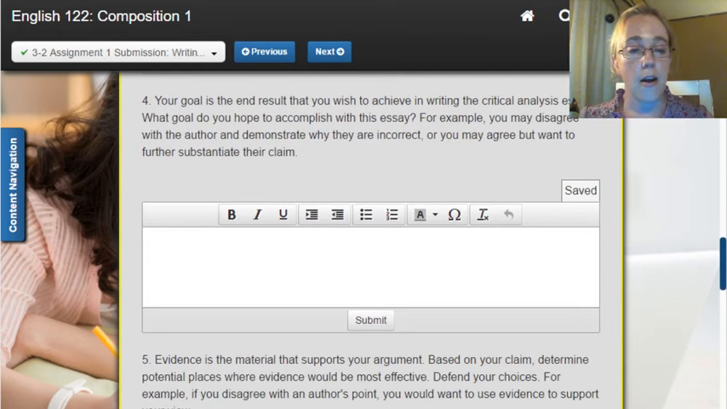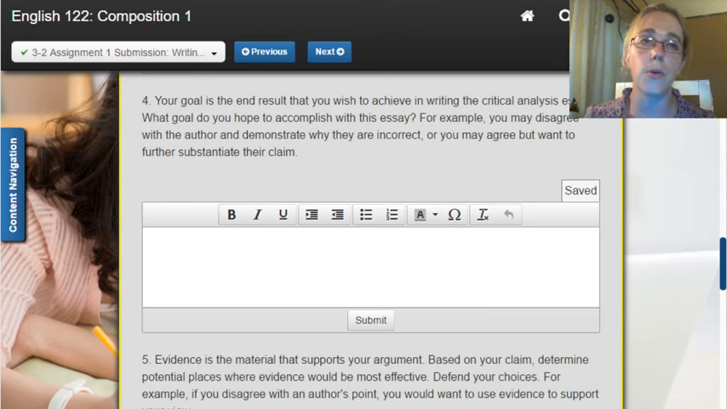Number 4 is our goal. Your goal is the end result that you wish to achieve in writing the critical analysis essay. What's your point? What's your purpose? Tell us what it is. For instance, I disagree with McFadden, but it's largely because of the way she uses her language.